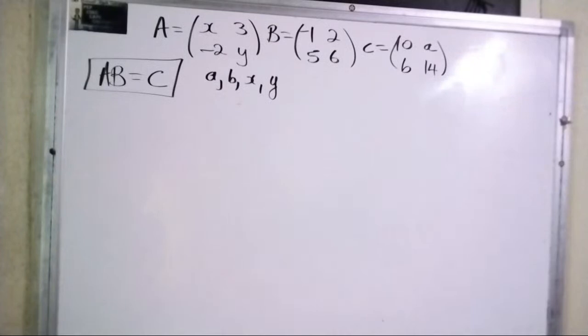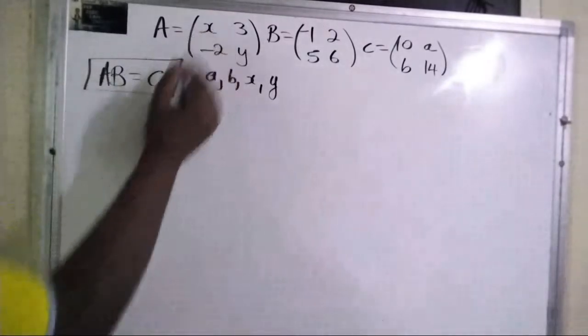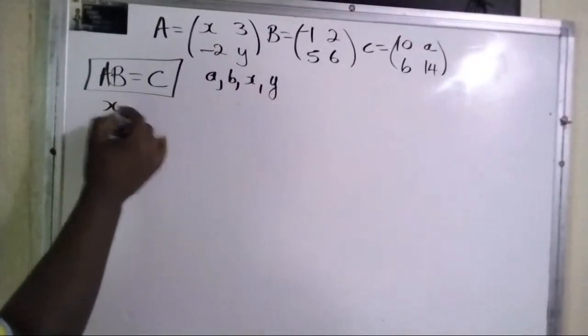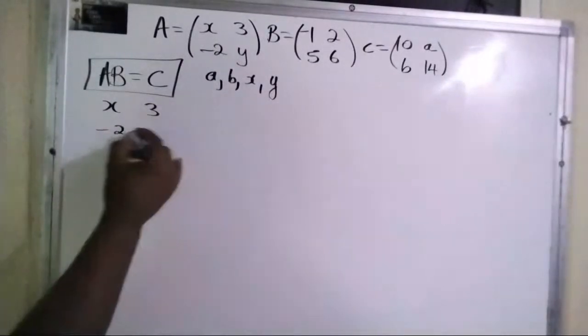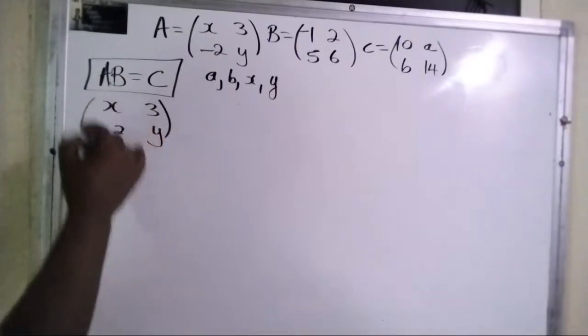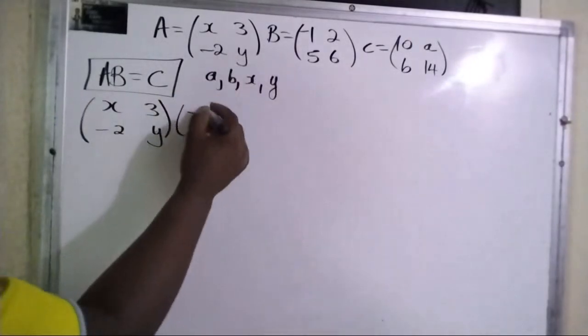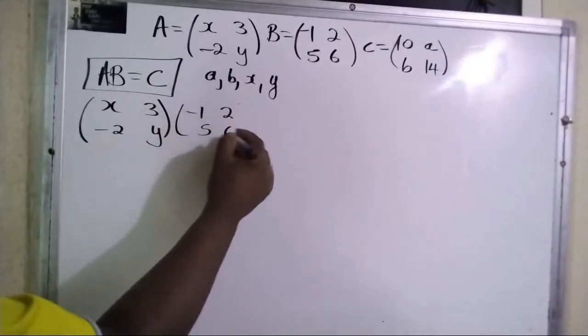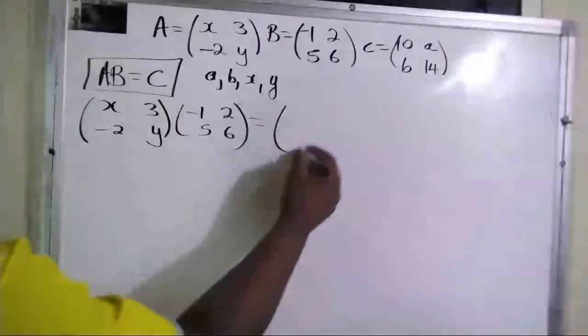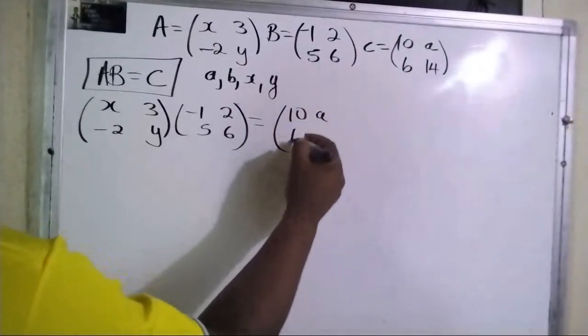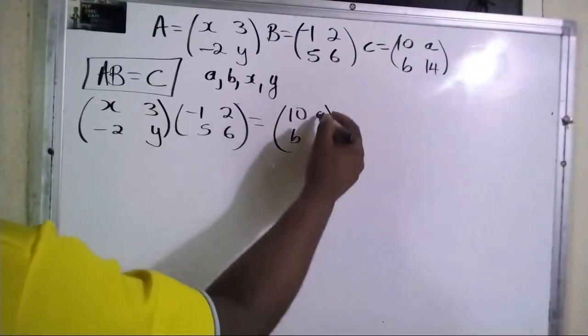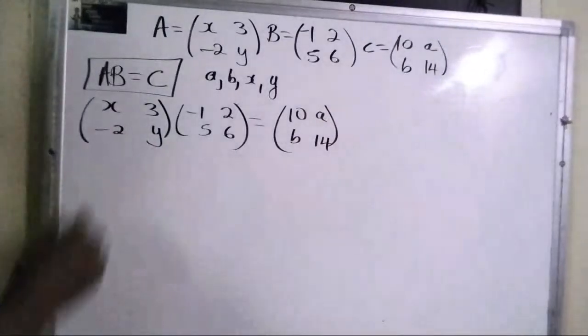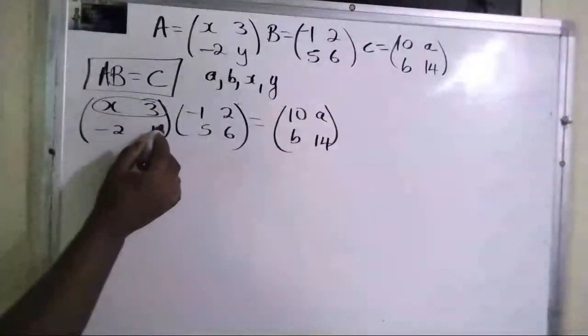Alright, so the rule says we are to multiply A by B and equate it to C. So let's just rewrite and do that. So A is x, 3, negative 2, and y. B is negative 1, 2, 5, and 6. And you are to equate it to this, so it's 10, A, B, 14. So all we're going to do now is multiply, and we know that we multiply row by column.